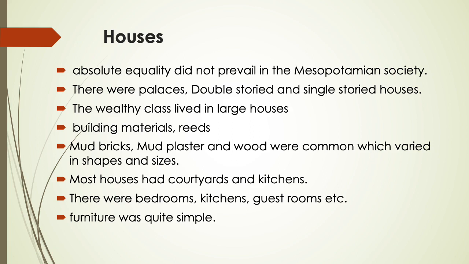We know that absolute equality did not prevail in the Mesopotamian society. There were palaces, double storied and single storied houses. The wealthy class lived in large houses with a number of rooms, sometimes with gardens. Initially, the building materials comprised reeds, which were perishable, but subsequently, viable materials began to be used, which resemble modern materials. Mud bricks, mud plaster, and wood were common, varied in shapes and sizes.